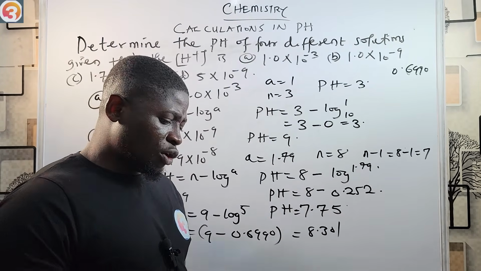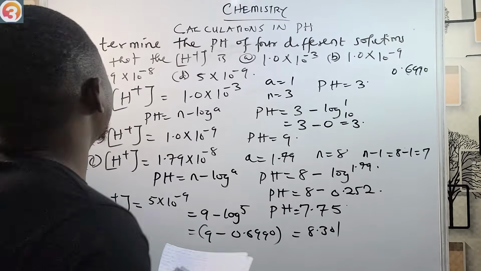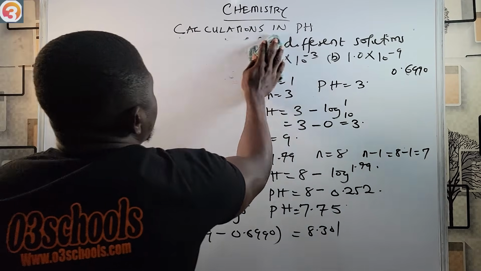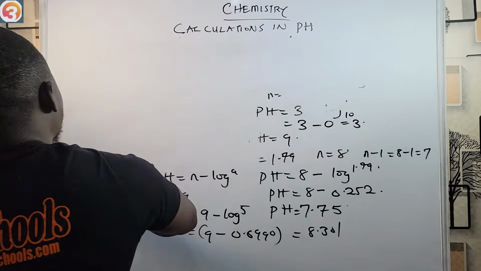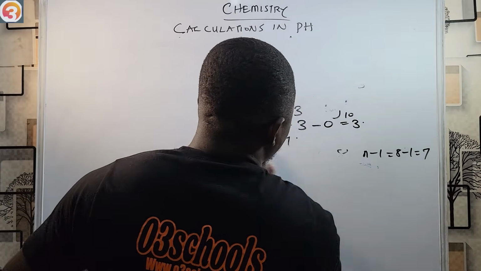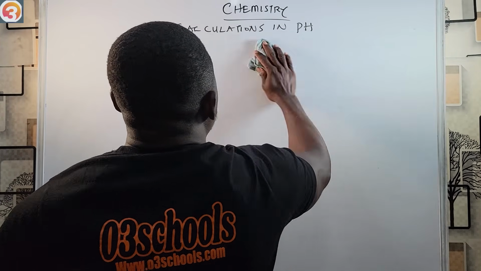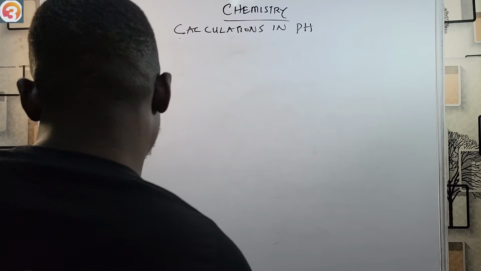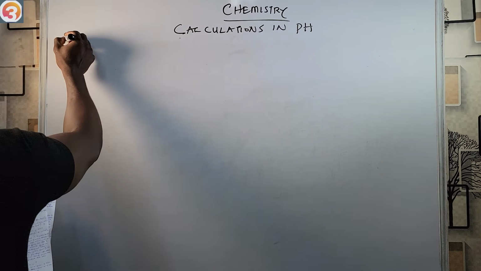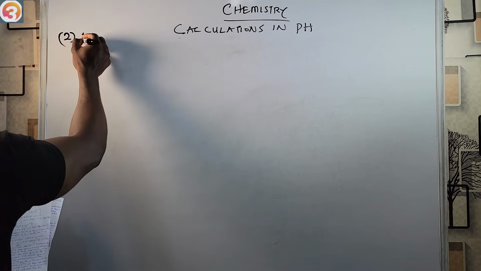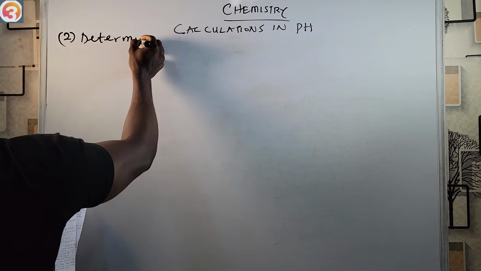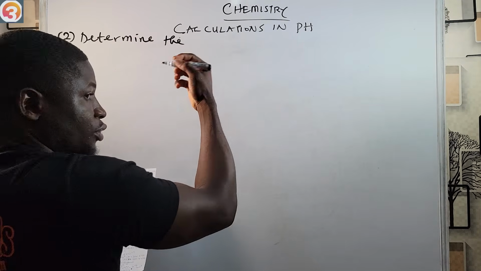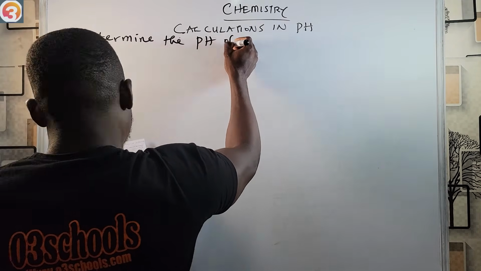All right, now let's take some other examples, another different type of way questions can be set under pH. All right, we're done with that first part. Okay, so now we have a question here. That's example 2 now. They say determine. I'm going to make this part fast so that you can quickly join me.